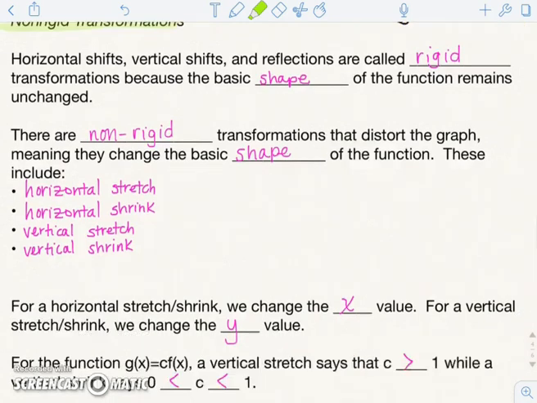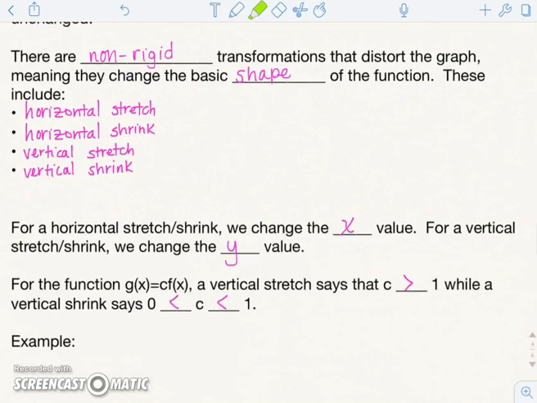And those are the ones we're going to hit in this class for Algebra 2. So a horizontal stretch or shrink, horizontal axis, we're talking the x values, whereas a vertical stretch or shrink, we're talking the y values. So for the function g of x equals c of f of x, this is our transformation right here when we're talking about a vertical stretch or shrink. We say it's a vertical stretch when c is greater than 1, so any number bigger than 1, so 7 or 3 or 4, okay?